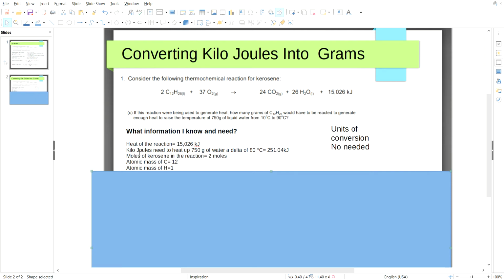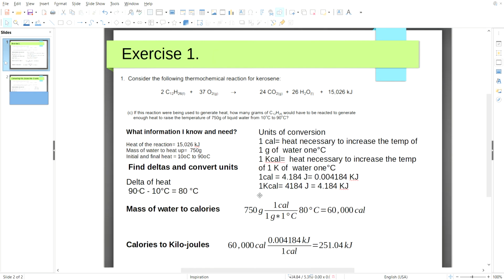We also know how many kilojoules are needed to heat up 750 grams of water, producing a change, or a delta, of 80 degrees, was the value we found in the previous part of the video, right? Let me show you again this value over here. Do you see it?